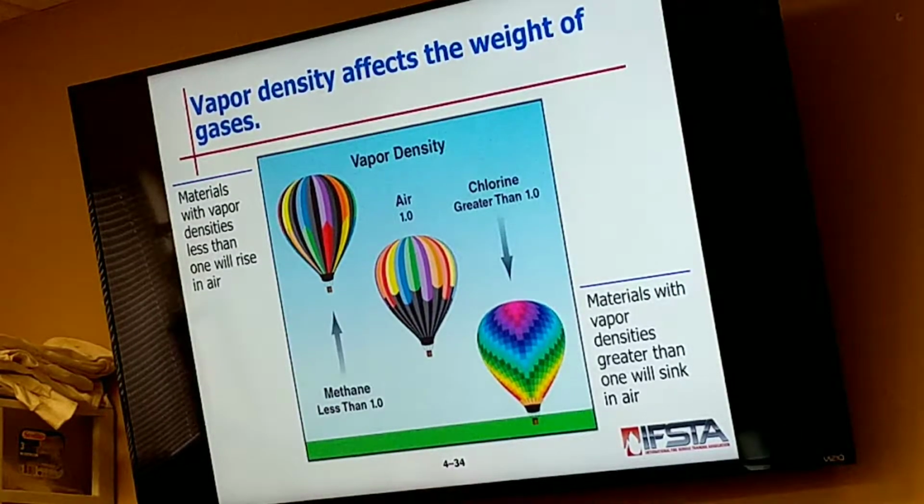Vapor density. This is an important one, because that's the weight of a given volume of pure vapor or gas compared to the weight of an equal volume of dry air. So that's going to tell you whether the gas is going to float or sink, okay? If it's less than 1, it's going to rise. If it's greater than 1, it's going to sink. So that's going to tell us where we're going to find some of these gases.